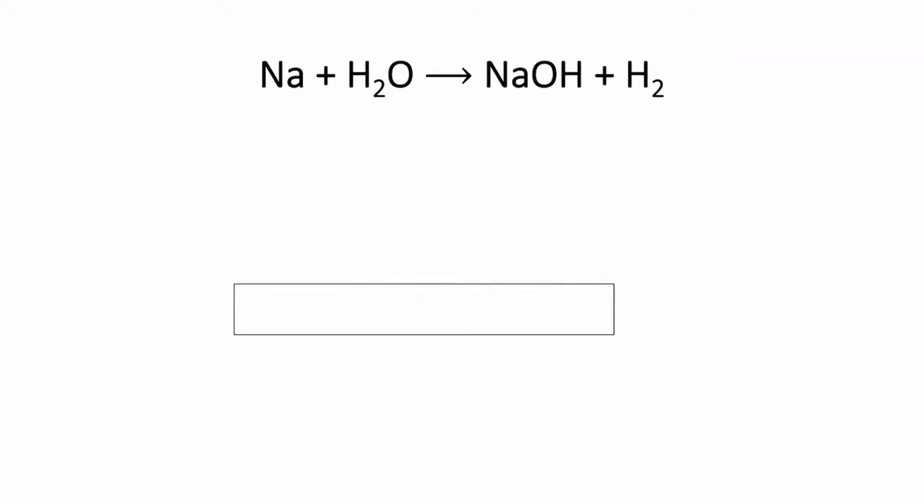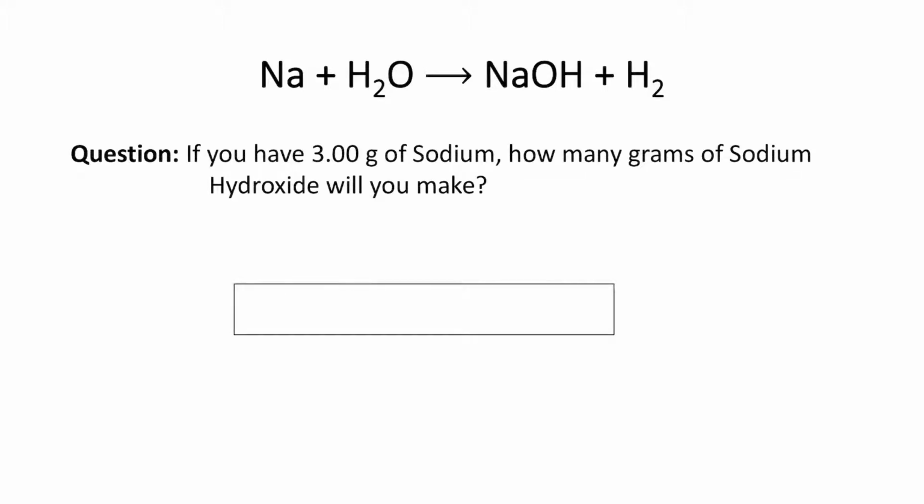I have a chemical reaction. Sodium reacts with water and produces sodium hydroxide and hydrogen gas. And the question is, if you have 3 grams of sodium, how many grams of sodium hydroxide will you make? And to make the following steps easier, I'm going to summarize the question as below.